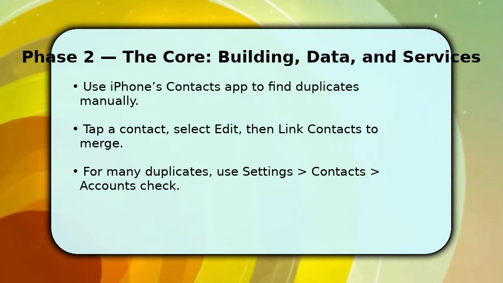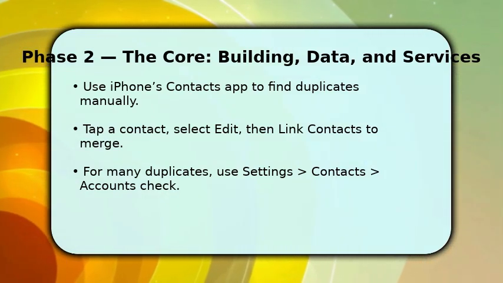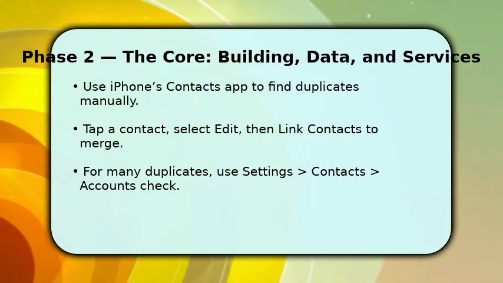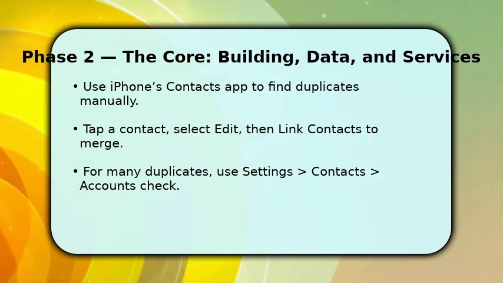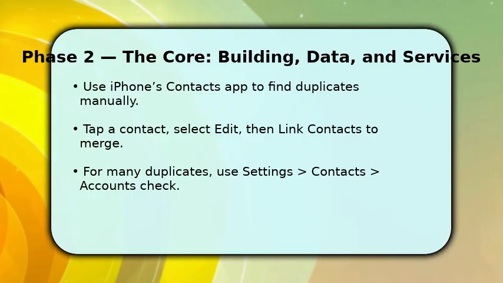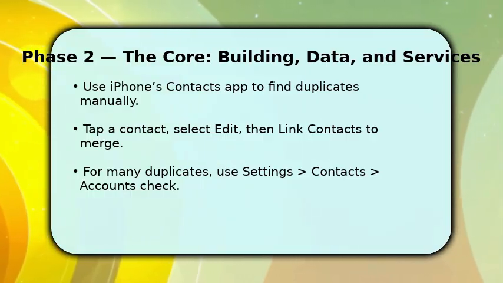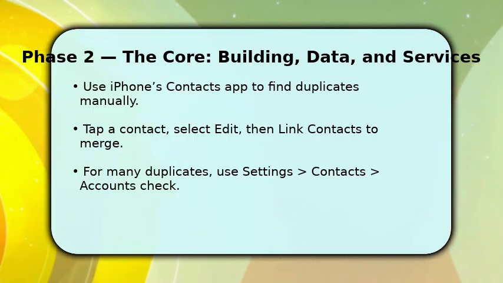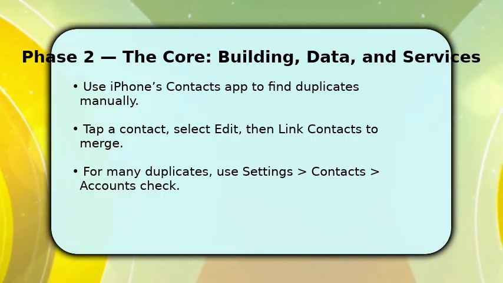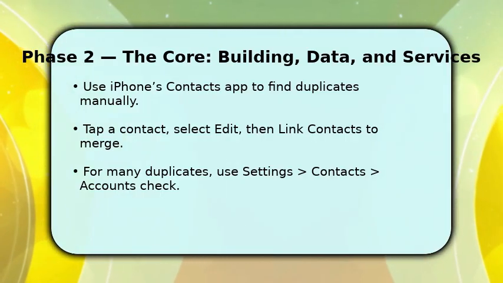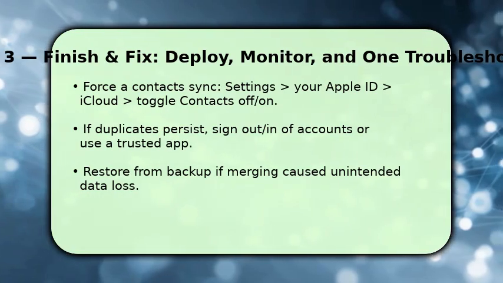You'll now find duplicates and merge thoughtfully. Open a contact, tap Edit, then link contacts to attach the duplicate. This preserves all fields without losing data. For repeated duplicates across accounts, review Settings, Contacts, Accounts to verify which accounts store duplicates, because syncing conflicts often cause repetition. Once linked, double-check phone numbers, emails, and notes to ensure the primary card is complete. If information lives only on one card, finish by syncing and verifying.